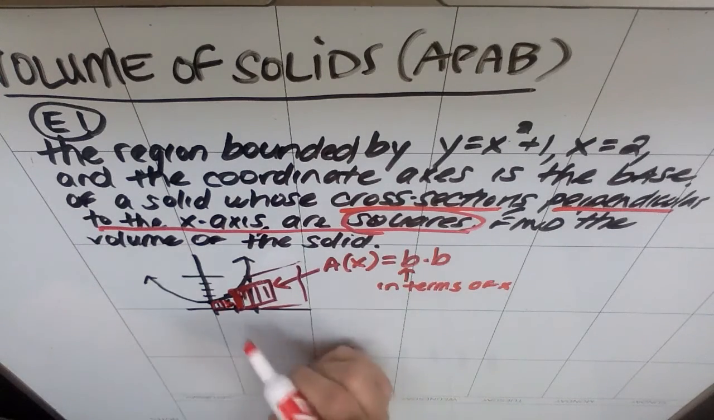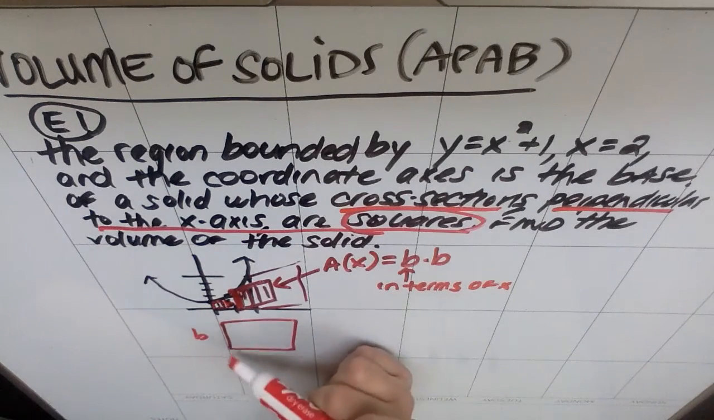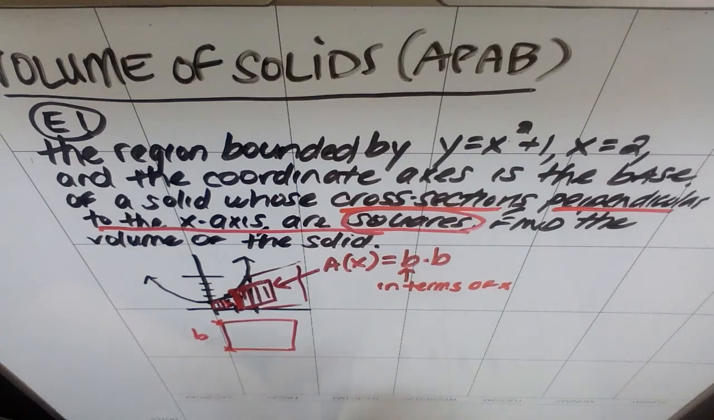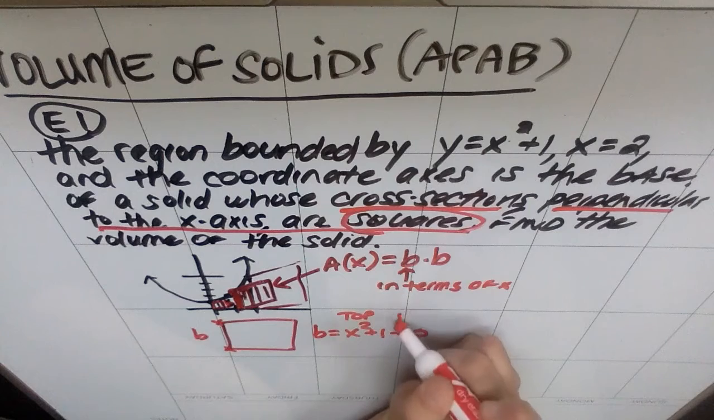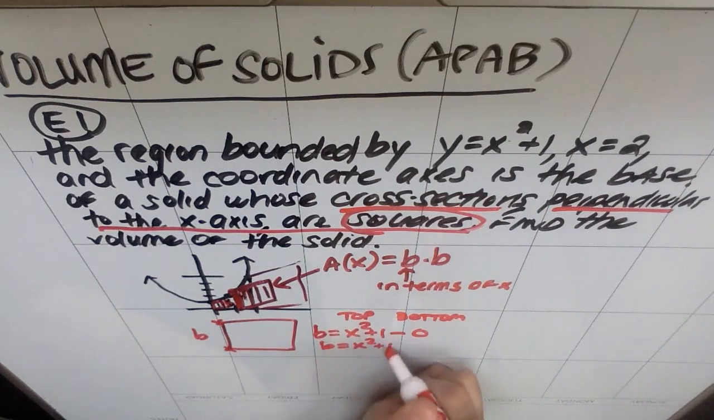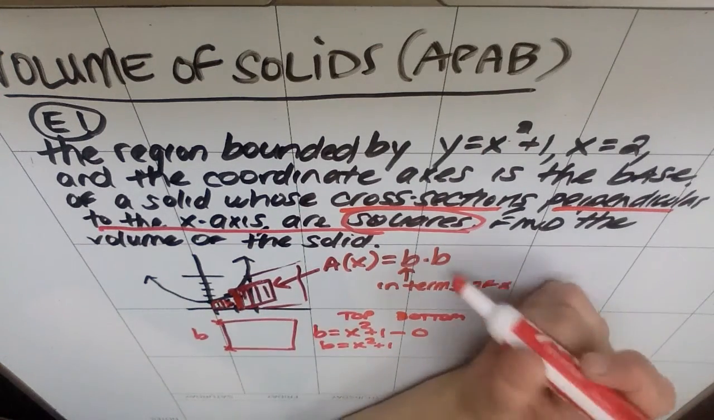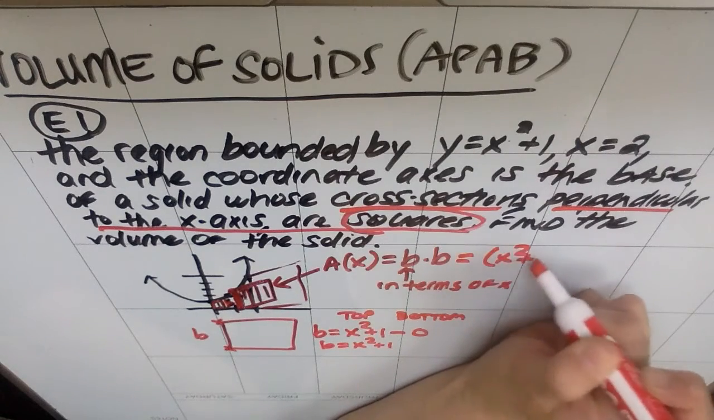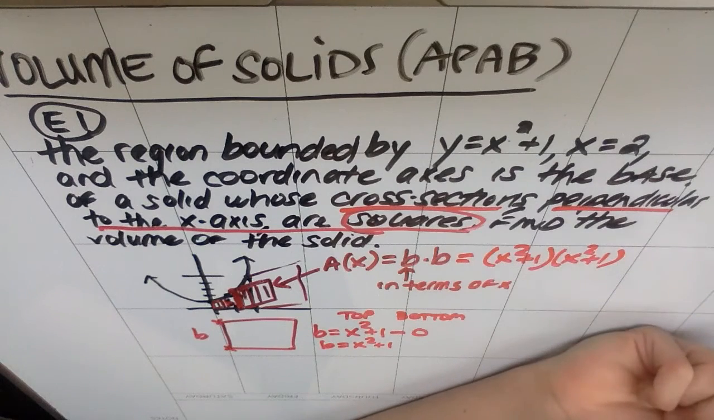So the way I'm going to find this base length: anytime I want a vertical measurement, I'm going to do top value minus bottom value. In this case, my base is the top value, which is the curve x squared plus 1, minus the bottom value, which happens to just be the x-axis, so that's a y value of 0. So that base length is x squared plus 1, which is why it was a very small base when x was 0 and a very big base when x was 2. So I'm going to write this as x squared plus 1 times x squared plus 1, or you could write it as the whole quantity squared.